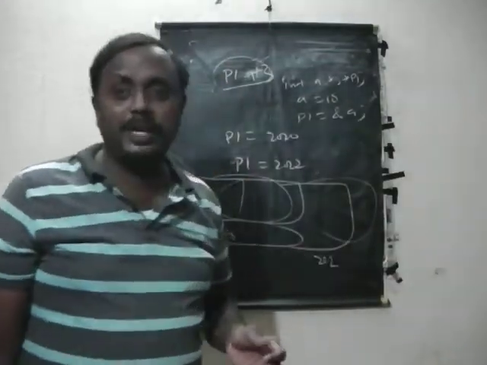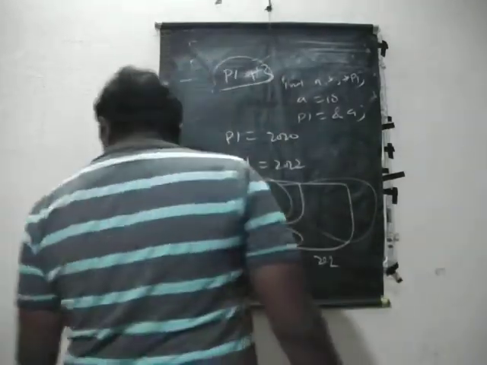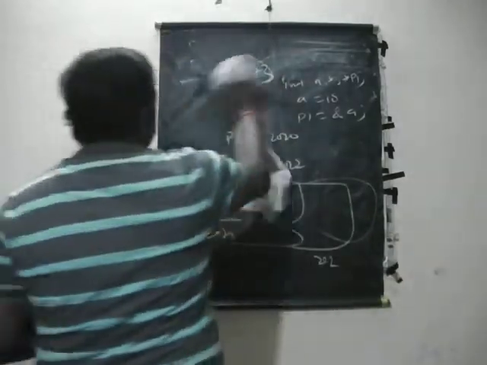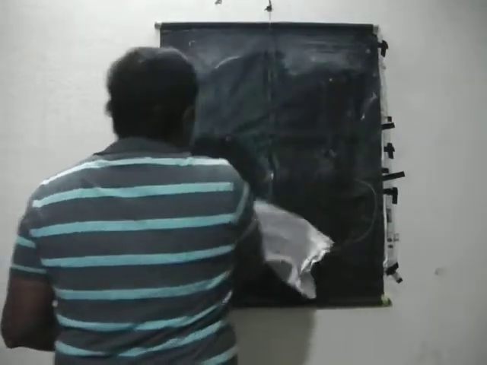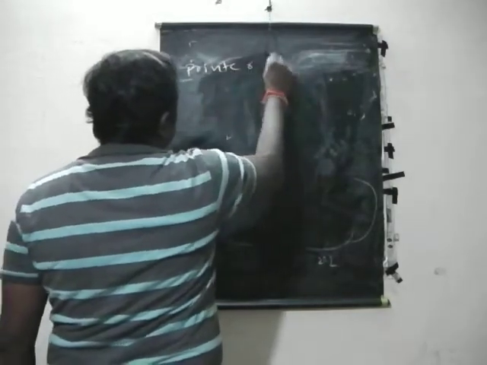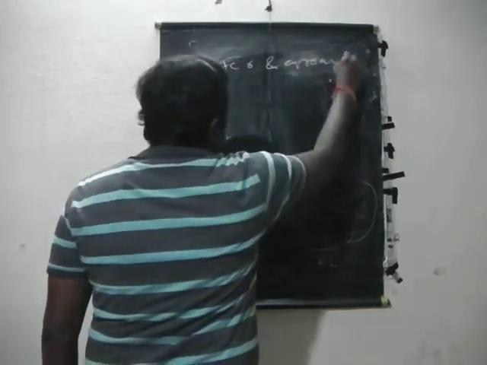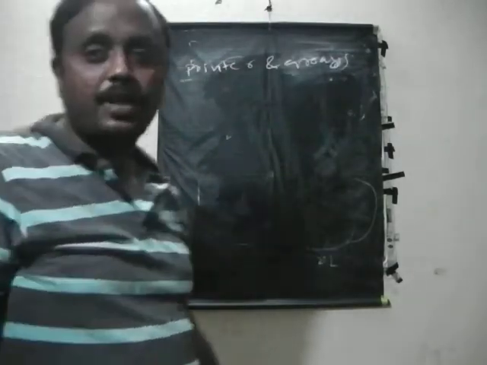Okay, so this type of expressions are allocated by pointers. And another one is pointers and arrays. So what do you mean by pointers and arrays here? There is a close relationship between pointers and arrays.